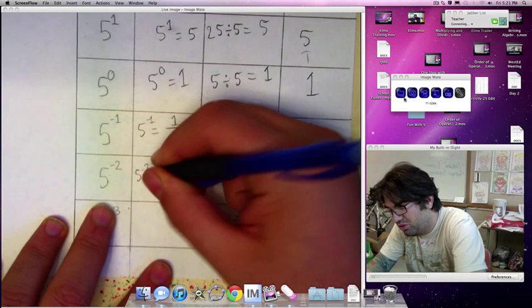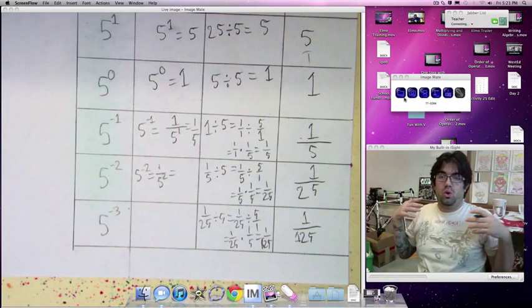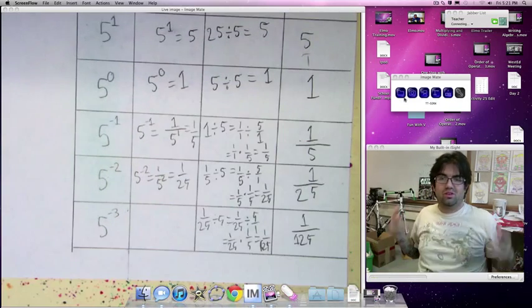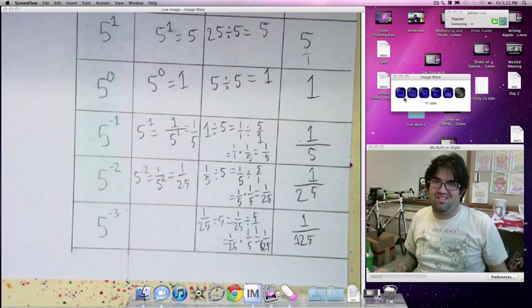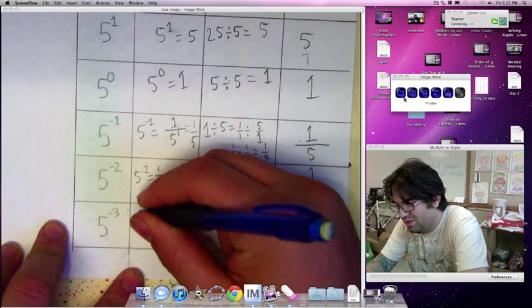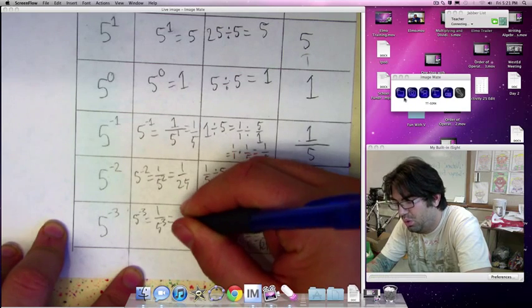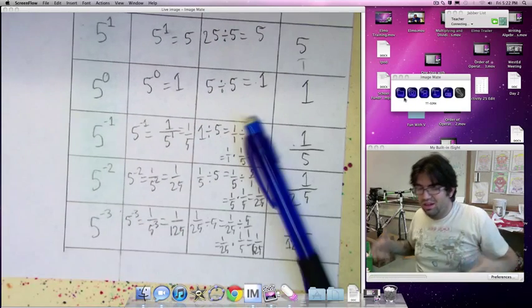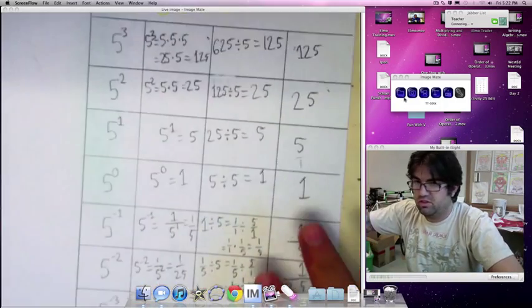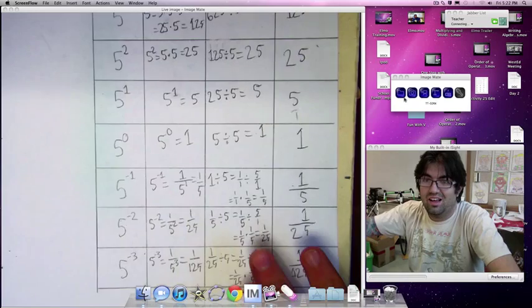5 to the -2 is equal to 1 over 5 squared. The reciprocal of 5 squared is, well, 1 over 25. Sickness. And that leaves us with 5 to the -3 is equal to 1 over 5 to the 3rd, which is equal to 1 over 125. Isn't that mind-blowing? Check it. This is me being that crazy math teacher. It's like, are you seeing this? This is so cool.